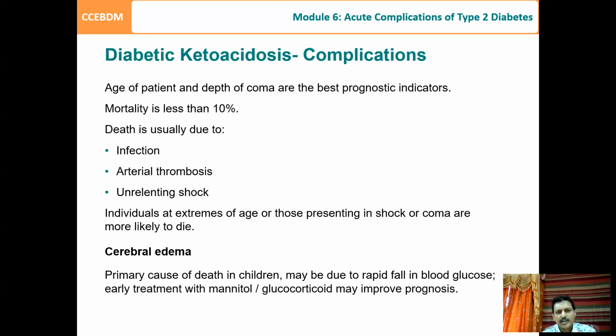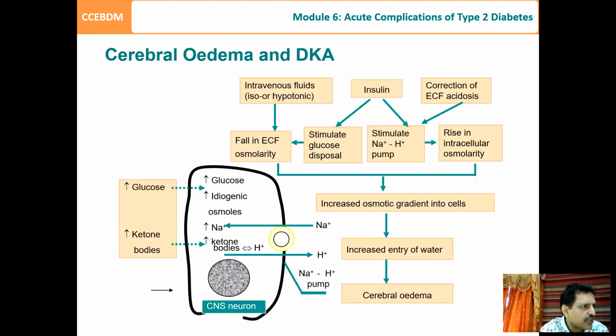So we have to understand that if the patient has improved and then progressively develops some change in the neurological symptoms, then you have to suspect cerebral edema. The diagnosis can be made if we do a CT, and if the patient develops cerebral edema, we have to treat the patient with mannitol or glucocorticoid. Now, there is an explanation of how cerebral edema occurs. Though we don't know the exact pathophysiology of cerebral edema, this is the mechanism which is mostly put forward as an explanation for its development.